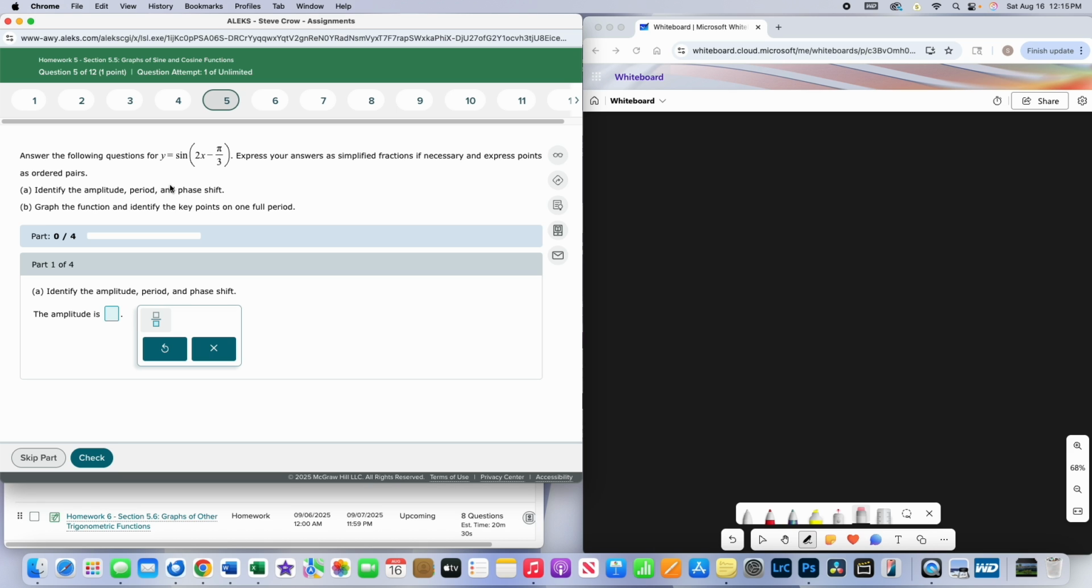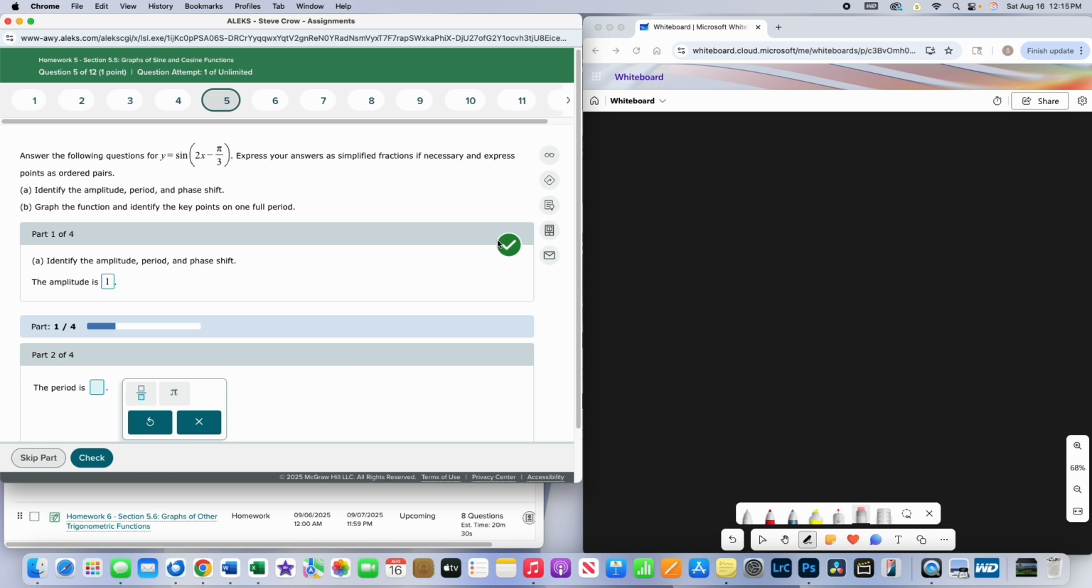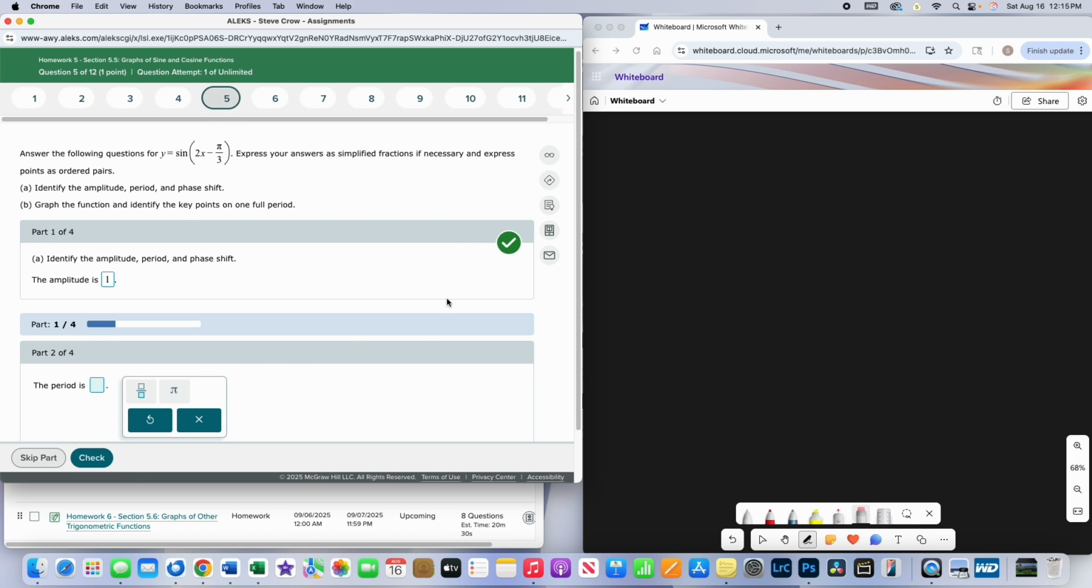Alright, so the first thing, the amplitude, that's the number in front of sine, which we can see there's not a number there. It's understood to be a 1. So here for the amplitude we will put 1 and we will hit check, and we get the check mark and we get it right.